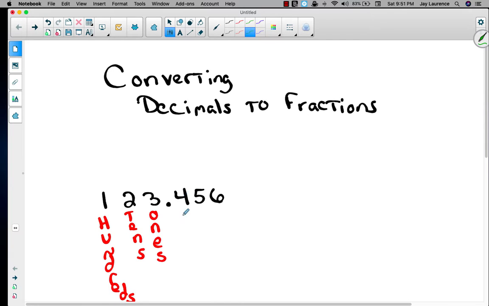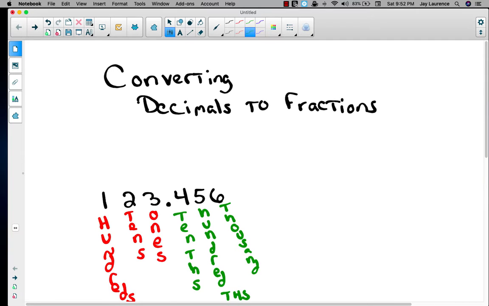So the 4 is in the tenths place, and it has a THS on the end of it, tenths. Everything to the right of the decimal place has something like that. The 5 is in the hundredths. You can hear that THS, hundredths. And there's another D and then a THS. Okay, and then the 6, of course, is in the thousandths. Thousand. And then we're going to put a THS on the end of it.